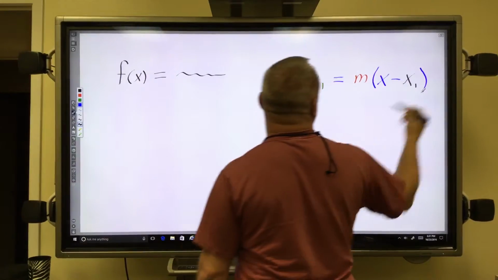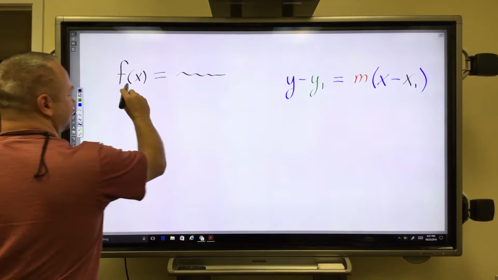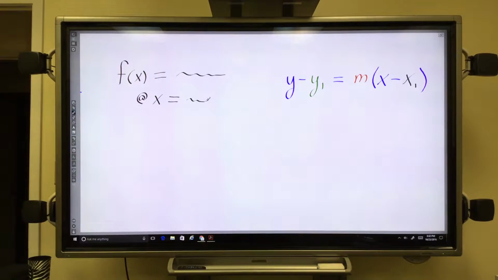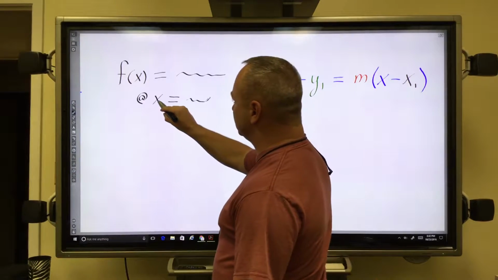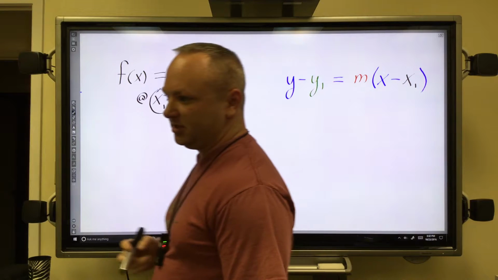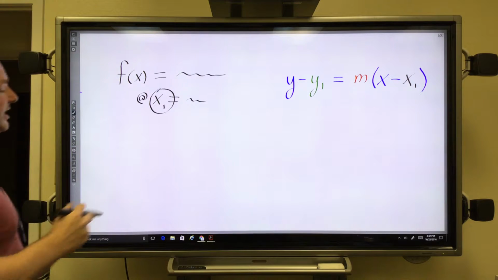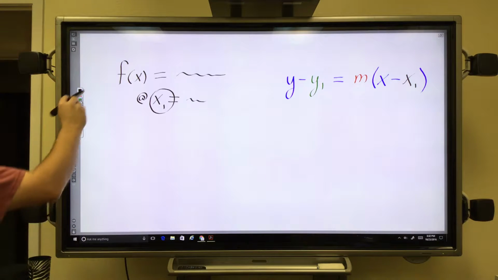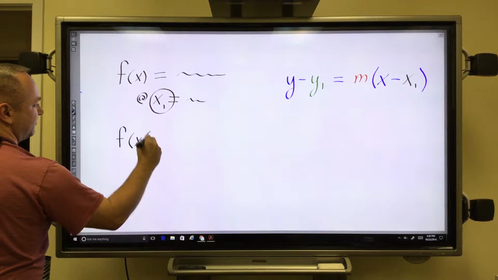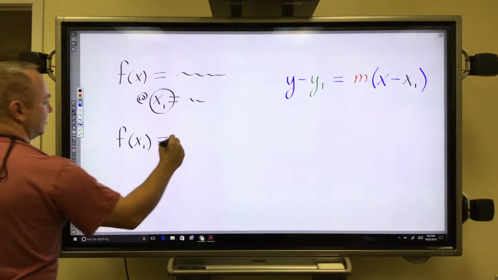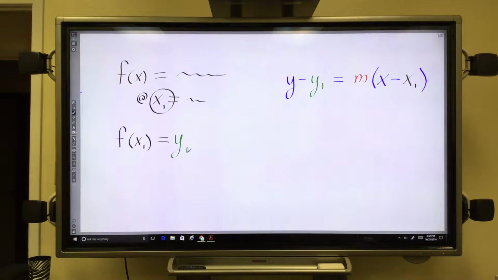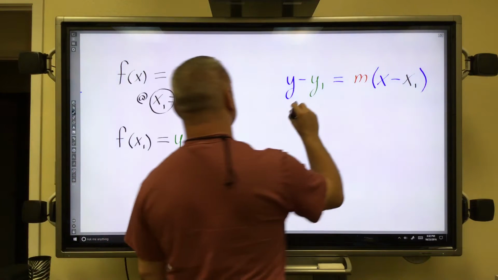Now, the original function is going to say something like at x equals something, and this is your x1. So you don't have to do anything. Yay. What we have to do, though, is find y1. Well, y1 is the same thing as f of x1. So you just plug in whatever value they give you into the main function, and that will always give you your y1.